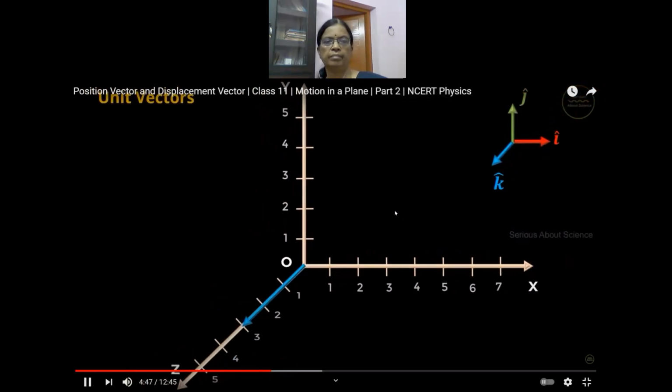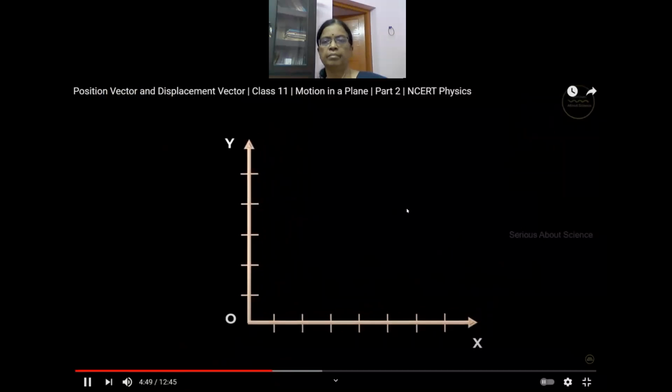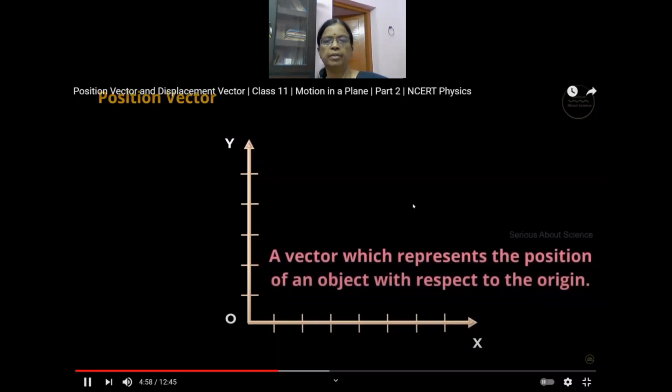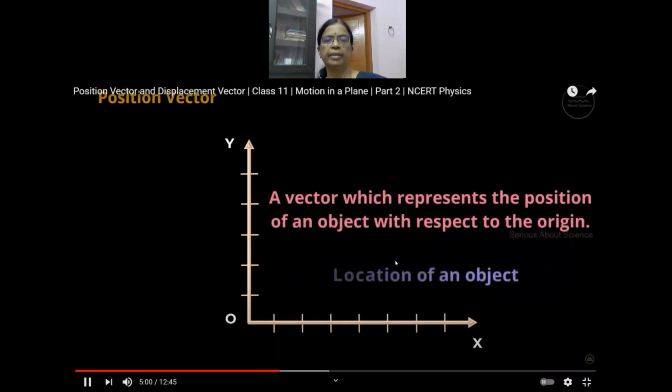Next is the concept of position vector. Position vector is defined as the vector drawn from the origin to position of an object, or it is a vector which gives the location of an object with respect to a coordinate system. So what is a position vector? Next we are going to represent position vector in a plane.